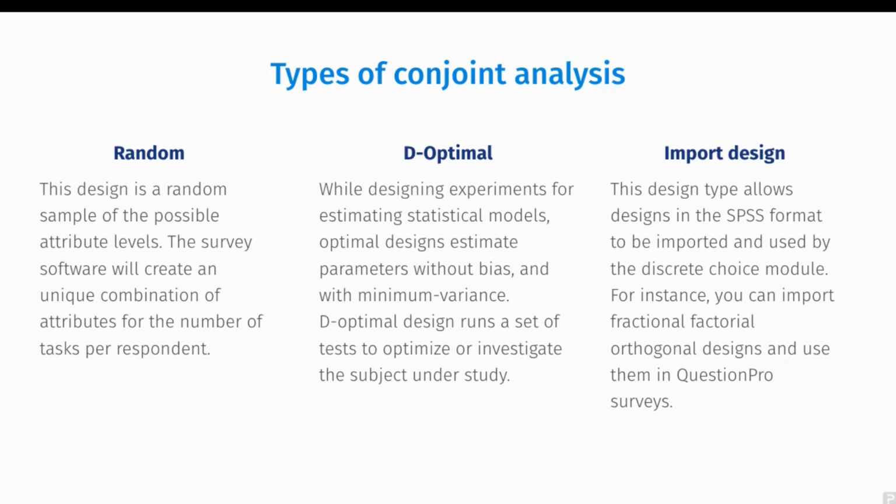There is the optimal type. While designing experiments for estimating statistical models, optimal designs estimate parameters without bias and with minimum variance. The optimal design runs a set of tests to optimize or investigate the subject under study, and then the algorithm creates an optimal design for the tasks per respondent and sample size. And there is also the import design type. This design type allows designs in the SPSS format to be imported and used by the discrete choice module. For instance, you can import fractional, factorial, orthogonal designs and use them in QuestionPro surveys.